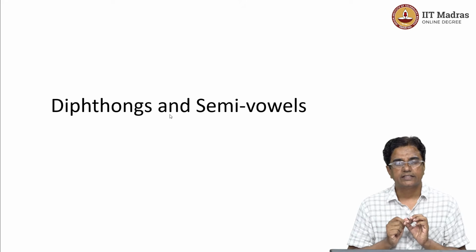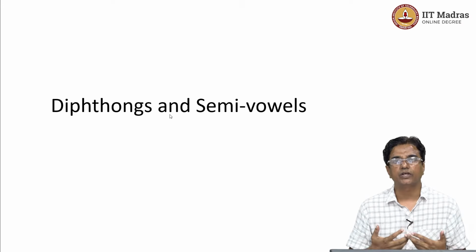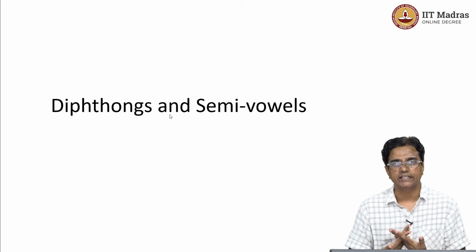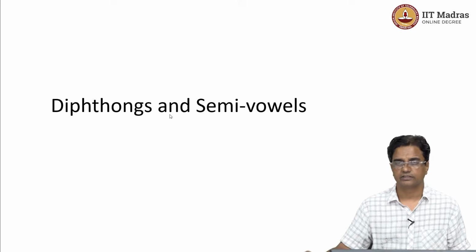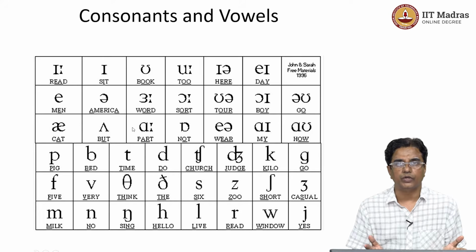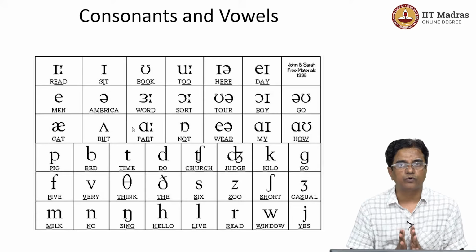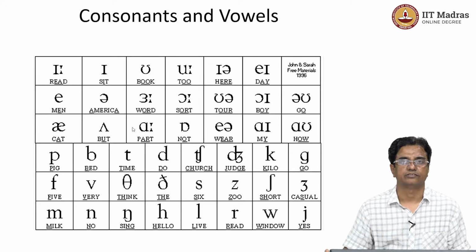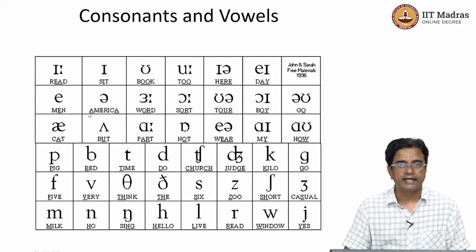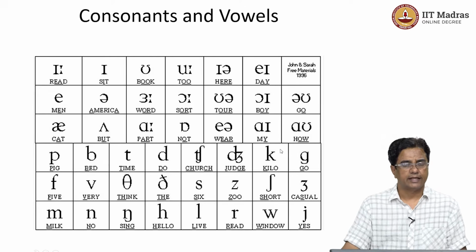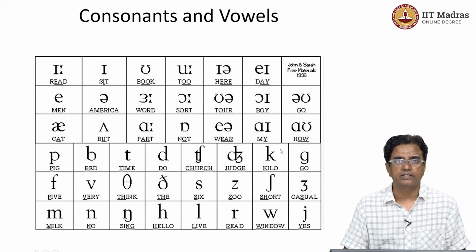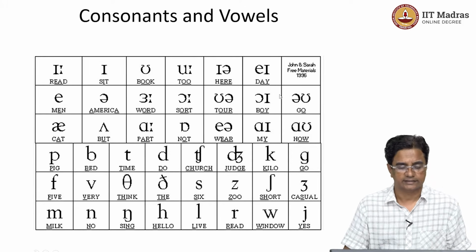Keep in mind, semi-vowels are consonants, and we are going to look at the details of those sounds and how they function. This is what we know as the 44 sounds of English. In that, the first 20 sounds are vowel sounds. Let's take a moment here to understand that.